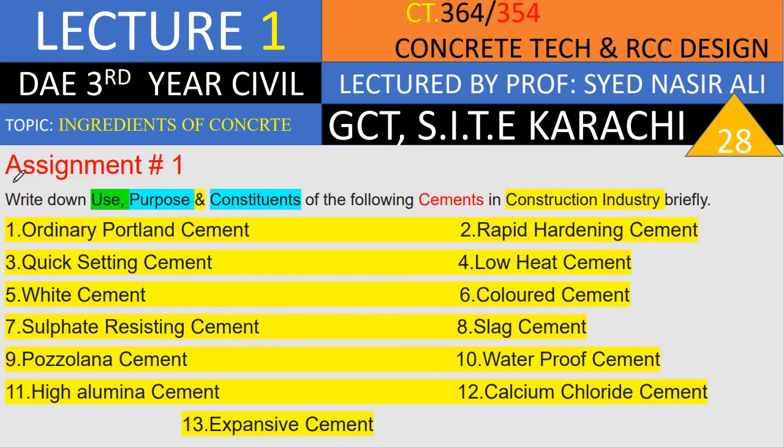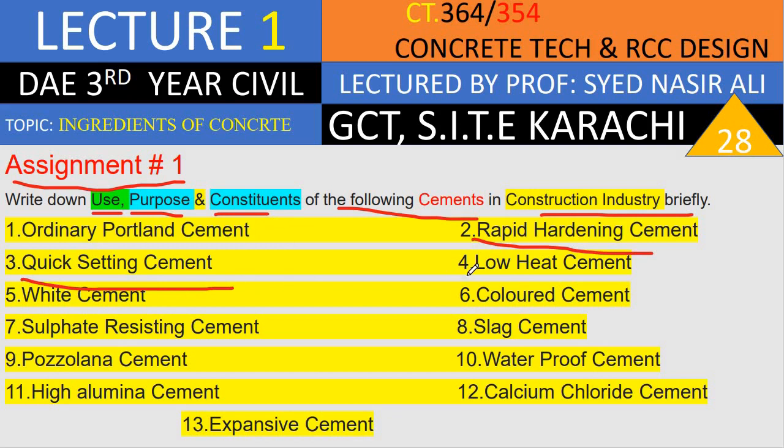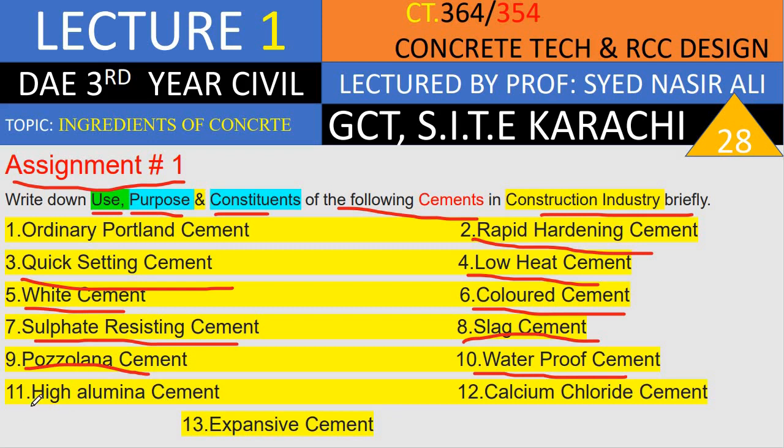This is our assignment number 1. Write down the use, purpose and constituents of the following cements in the construction industry briefly. Number 1 is ordinary Portland cement, also called OPC cement. Number 2, rapid hardening cement. Number 3, quick setting cement. Number 4, low heat cement. Number 5, white cement. Number 6, colored cement. Number 7, sulfate resisting cement. Number 8, slag cement. Number 9, pozzolana cement. Number 10, waterproof cement. Number 11, high alumina cement. Number 12, calcium chloride cement. And the last one, expansive cement.